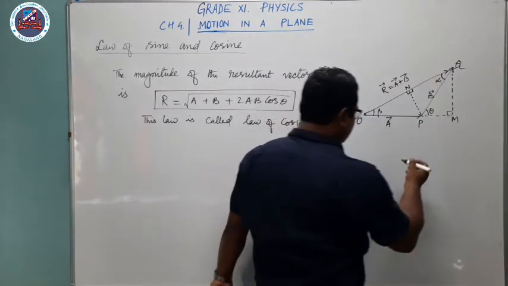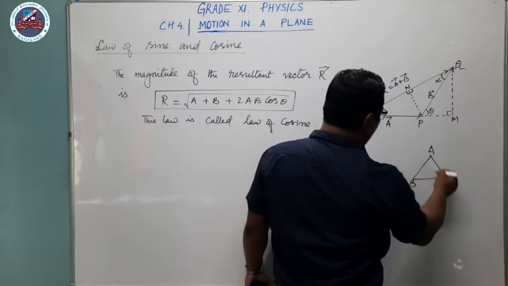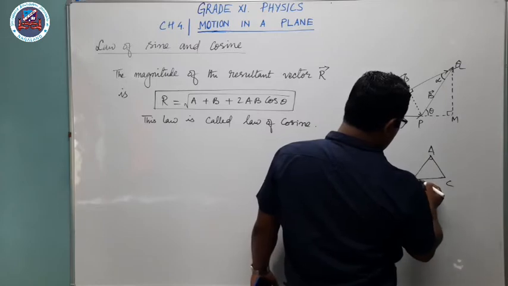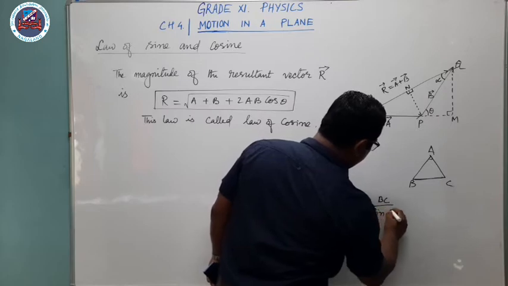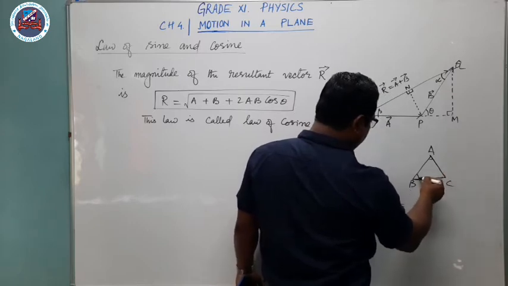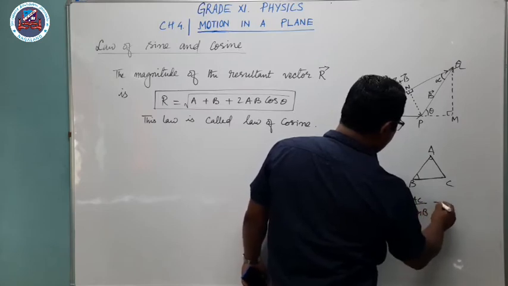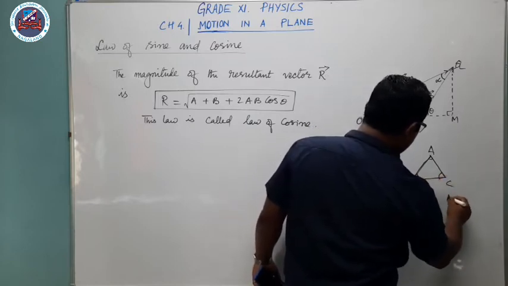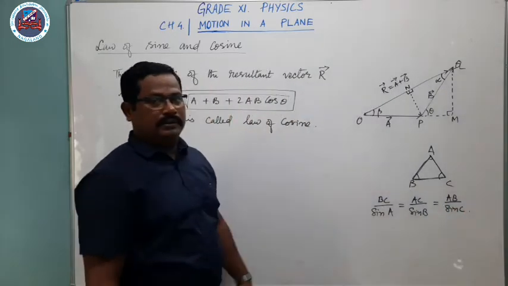Law of sine, what it is, you can look here and understand. Suppose this is your triangle ABC. Opposite of BC is angle A, so it is BC divided by sine of angle A, equal to AC divided by sine B, where B is the angle opposite side AC, equal to AB divided by sine C, where C is the angle opposite side AB. This is known as the law of sine that you are going to find out now.